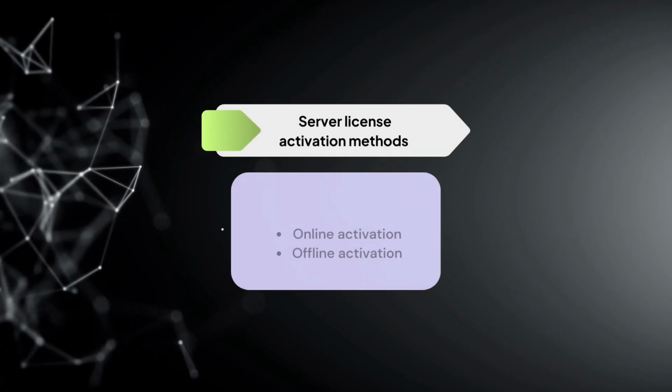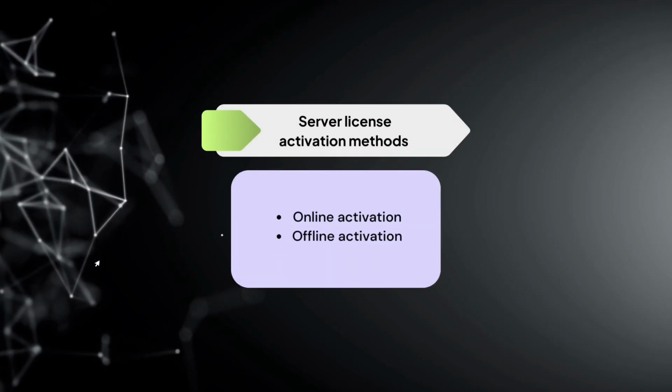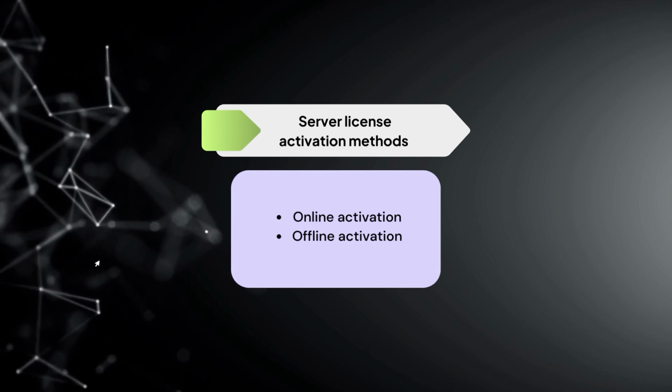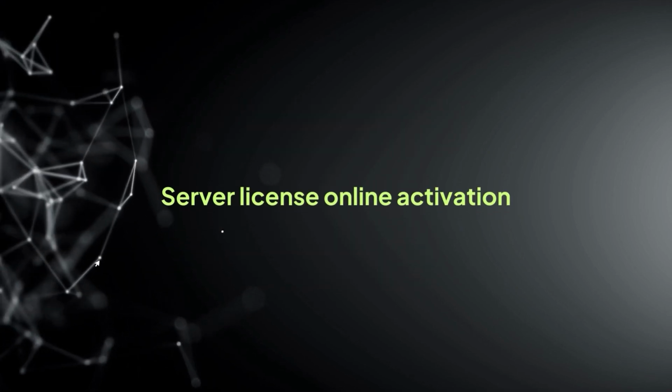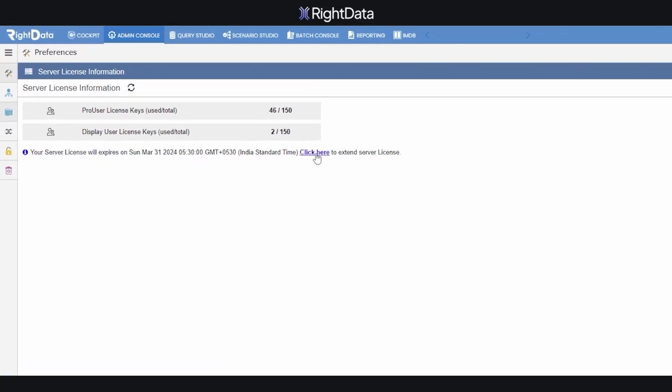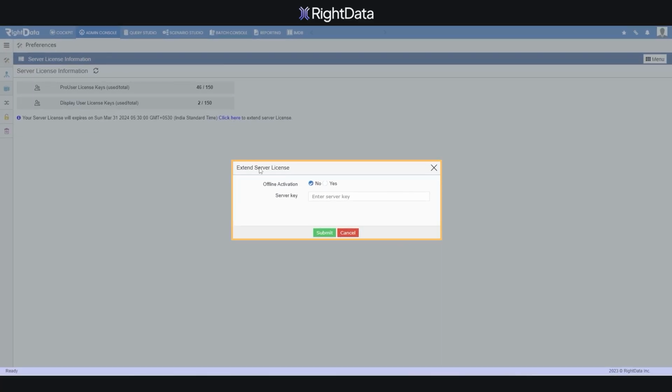You can activate the DataTrust server license in two ways: online activation and offline activation. We will discuss how to activate the server license online. Click the Click Here option that enables the Extend Server License pop-up window. By default, offline activation is set to No. Enter the server license key provided by the DataTrust support team. Click the Submit option to authenticate the server license.